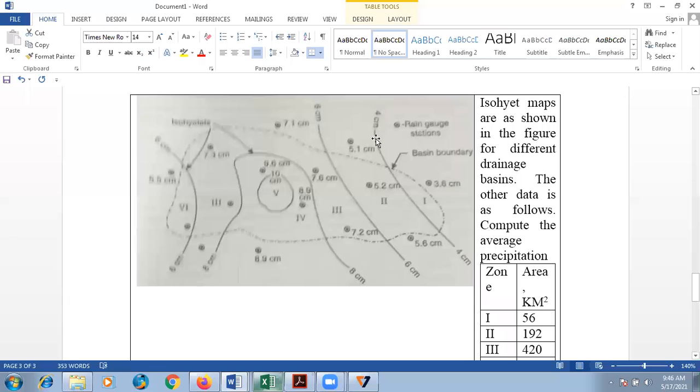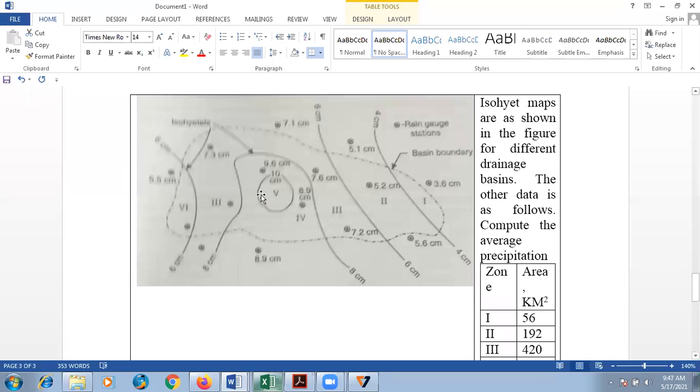Similarly, this is 4 centimeter isoheight. This is 6 centimeter isoheight. So to the left of 4 centimeter isoheight in this direction, in zone 2, the rainfall value increases. Whereas to the right side, entering zone 1, the value of the rainfall reduces.